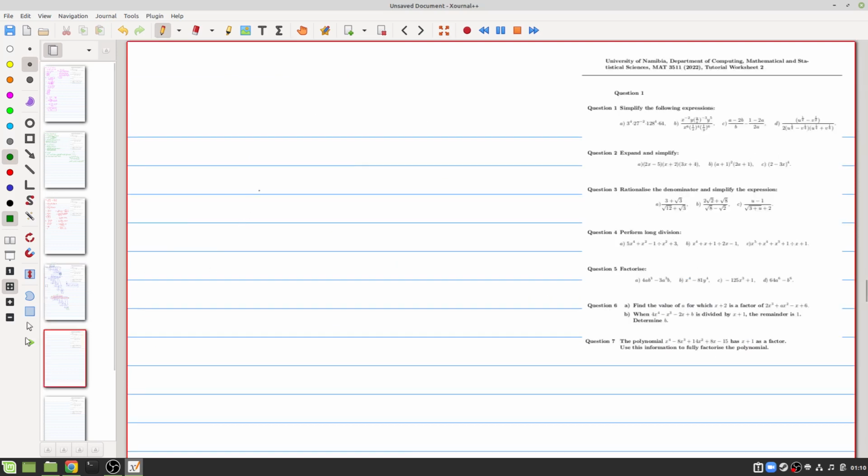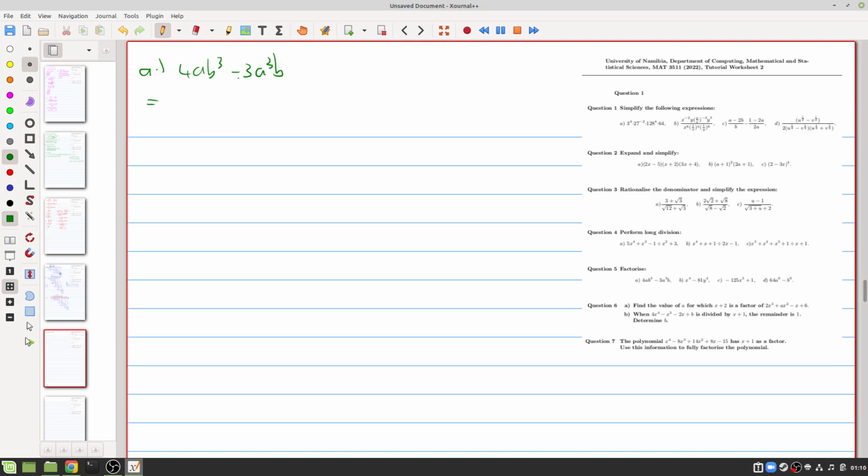Factorizing. Okay, so factorizing, question A. So we start with 4ab cubed minus 3a cubed b. Okay, so we always look for a common factor first, and in this case there are common factors.